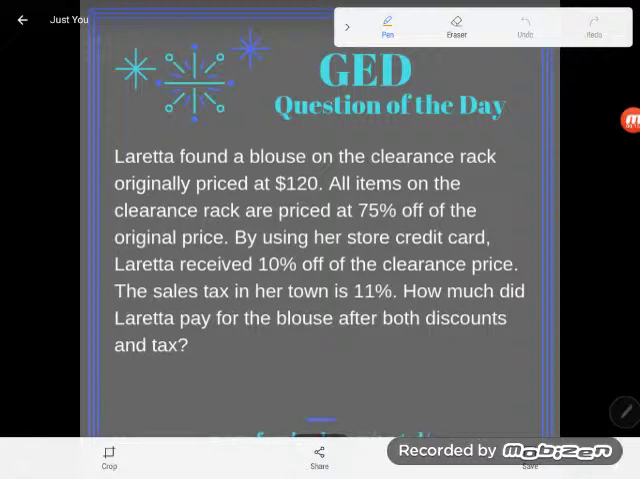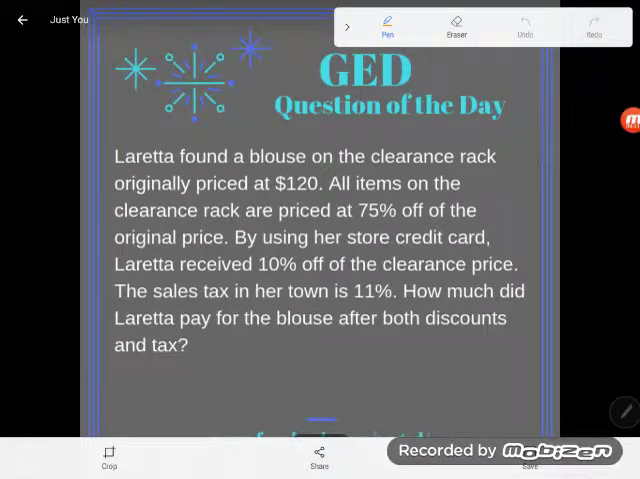It says Loretta found a blouse on the clearance rack originally priced at $120. All items on the clearance rack are priced at 75% off of the original price. By using her store credit card, Loretta received 10% off of the clearance price. The sales tax in her town is 11%. How much did Loretta pay for the blouse after both discounts and tax?